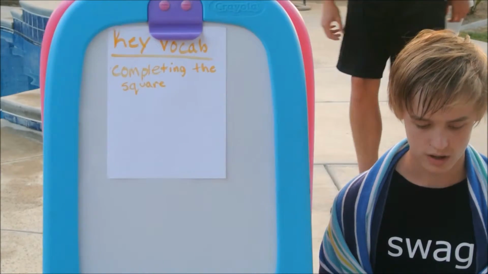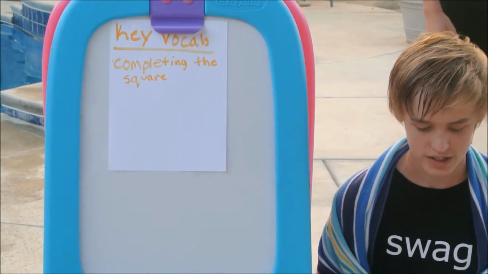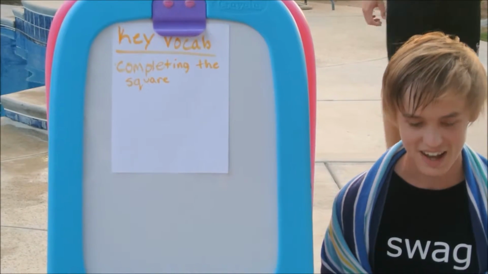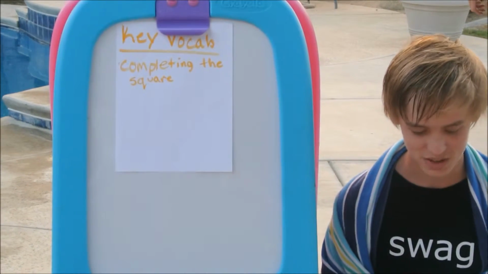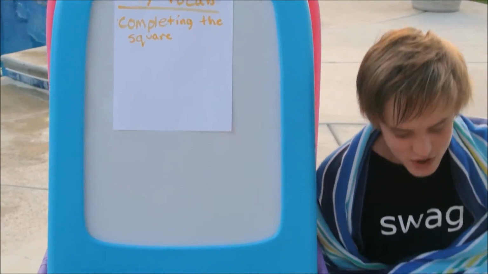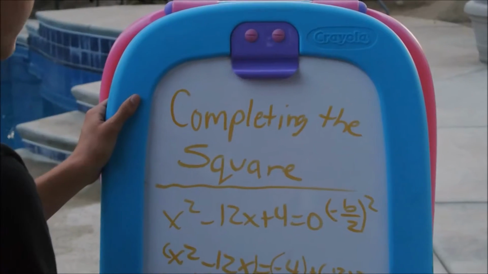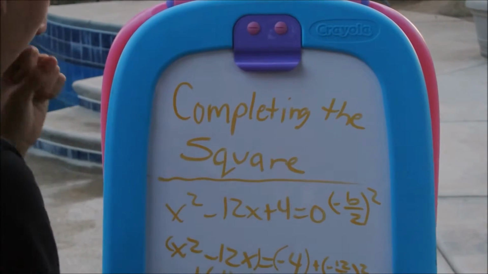Number 1, completing the square. The trinomial x squared minus 8x plus 16 is a perfect square because it equals x minus 4 squared. Sometimes you need to add a term to an expression, x squared plus bx, to make it a square. This process is called completing the square.